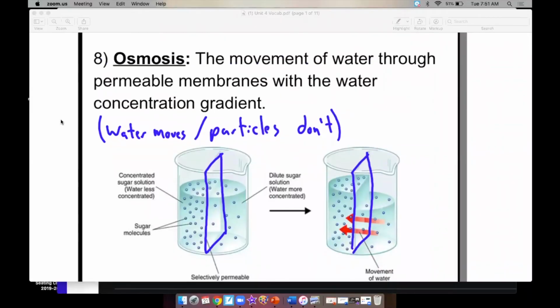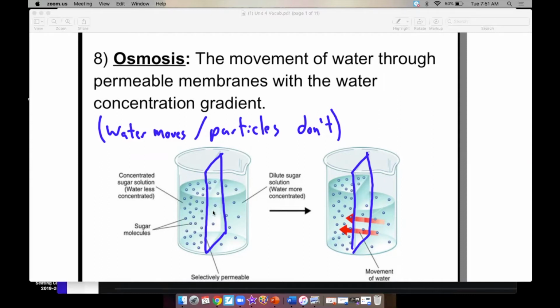Osmosis is the other way around. The movement of water through a permeable membrane with the water concentration gradient. Keystone definition again, what that really means is if the particles can't move, the water moves. Take a look at this picture here. I drew a membrane inside this dish, right? All these particles want to get to this side. There's a high concentration, there's a low concentration. They want to spread across, but they can't get through this membrane.